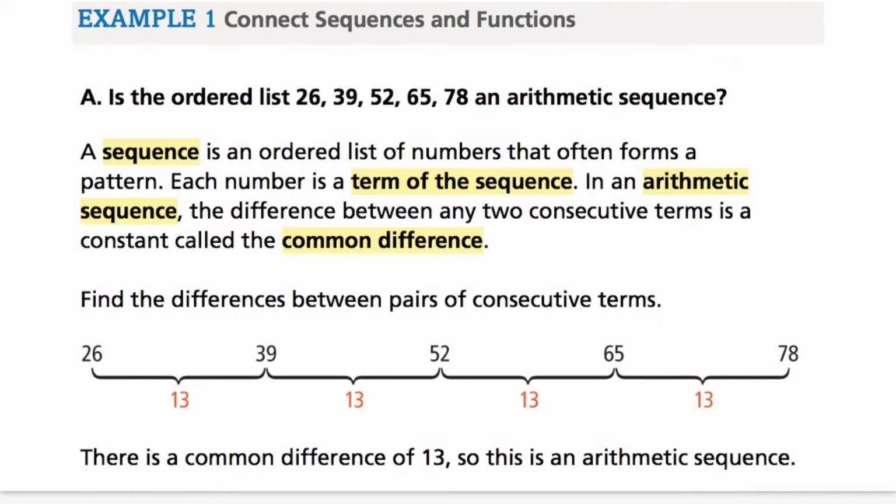The main takeaway from this is that the order of the numbers does matter in the sequence, and the difference between the numbers that are next to each other should be consistent. In this case, it's always adding 13.